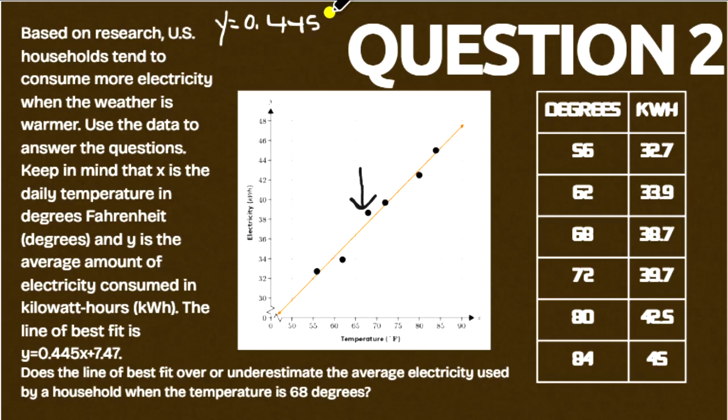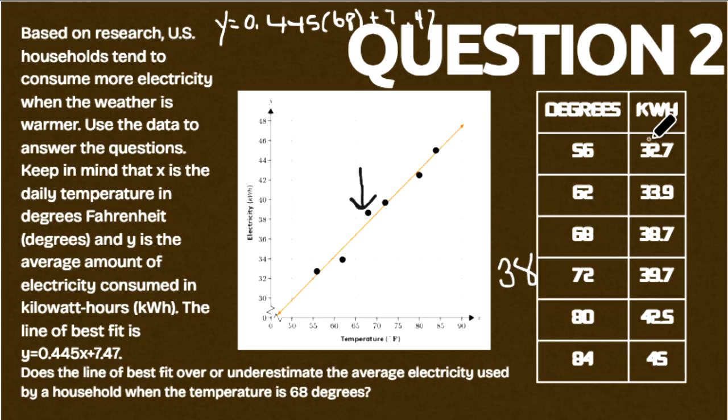0.445 times X, which is 68, plus 7.47. Calculator time. 0.445 times 68 gives us 30.26 plus 7.47 gives us 37.73. So rounded to the nearest whole one, it would be 38.